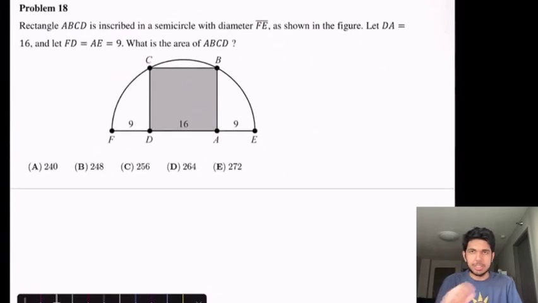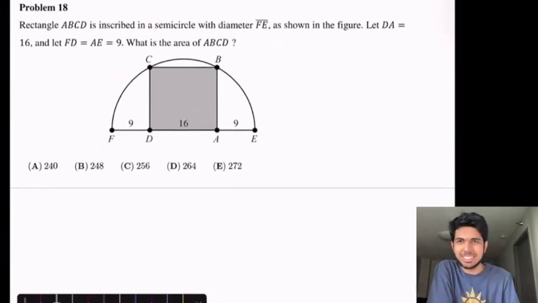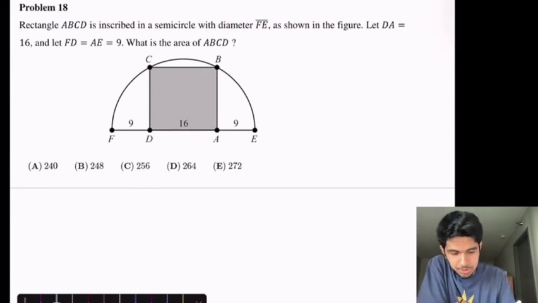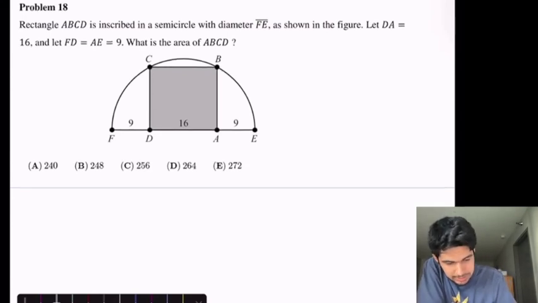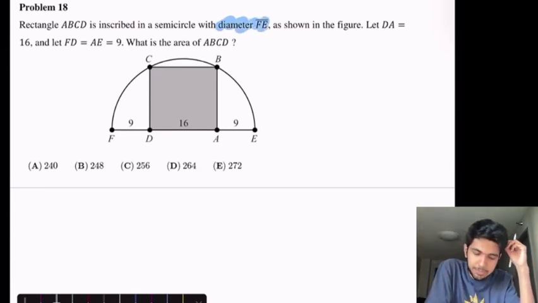Let's move on to question 18, which actually looks like a geometry question. The last one kind of baited us, but: rectangle ABCD is inscribed in a semicircle with diameter FE, as shown in the figure. Let DA equal 16, and let FD equal AE equal 9. What is the area of ABCD?